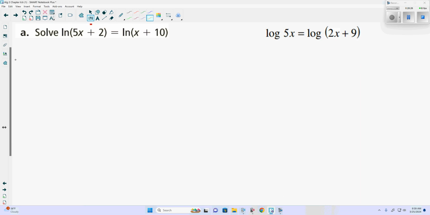Solve natural log of 5x plus 2 equals natural log of x plus 10. Well, all this is saying is that 5x plus 2 is equal to x plus 10. Since the logs are the same and there's only one of them on either side, what's inside of them must be the same.